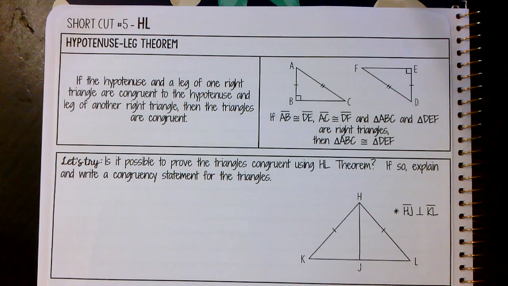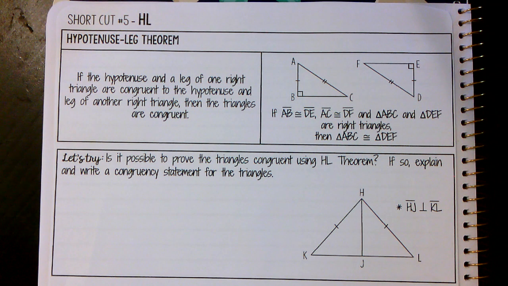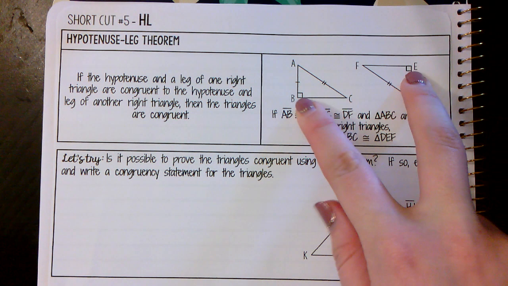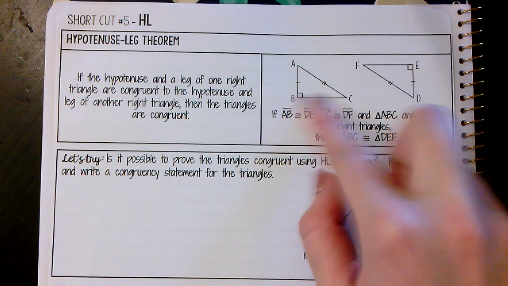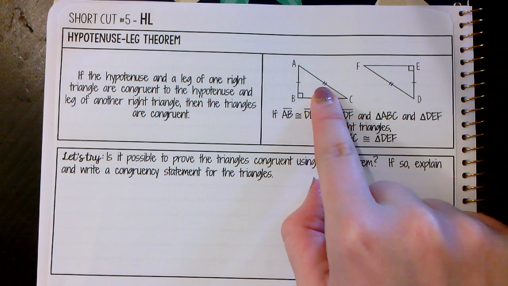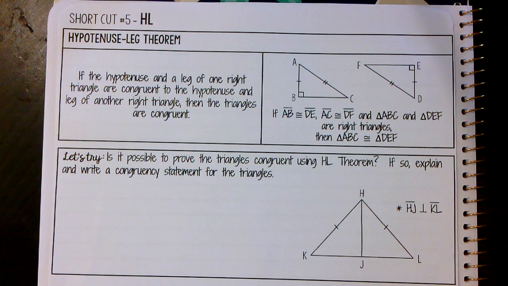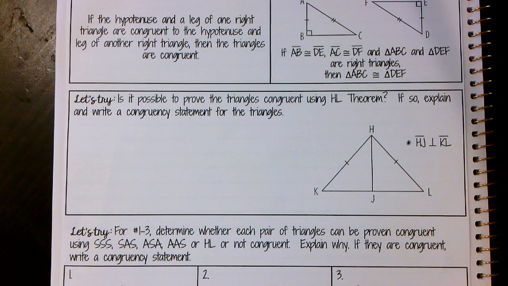So I'm cutting it right at 20 minutes, I know, just bear with me. We are almost done. The hypotenuse-leg theorem tells us that if the hypotenuse and the leg of a right triangle are congruent, then the entire triangles are congruent. So if we know that both of these have a right angle down here, and one of their legs and the hypotenuse are congruent, then the whole triangle is the same. Everything is the same.